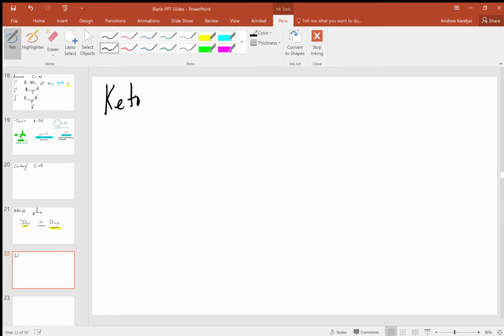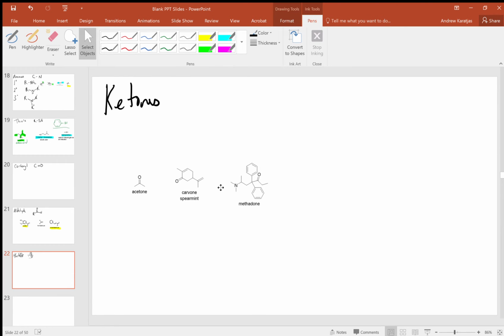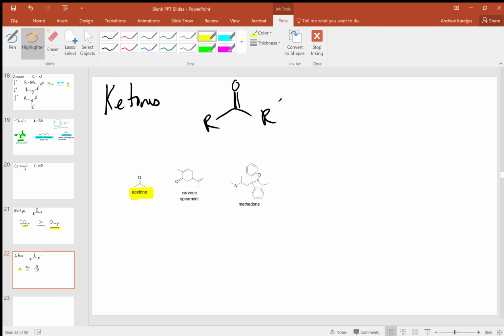Ketones are closely related to aldehydes. Ketones are a carbonyl with two R groups. And you can have nice simple ones such as acetone. Acetone, which you may know as nail polish remover, but it turns out is what we use in the organic lab to wash most of our glassware. Carvone, which is responsible for spearmint flavor, and here you can also see methadone has a ketone as well.